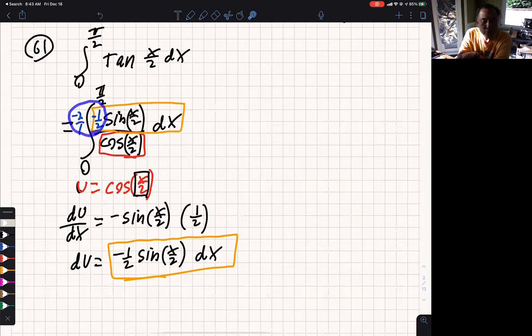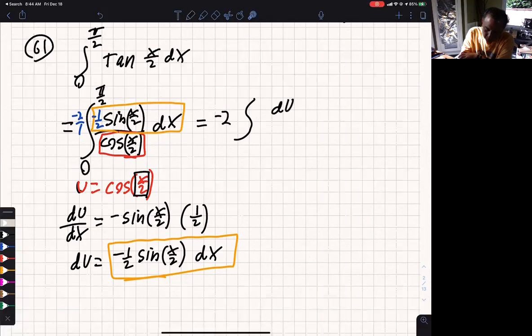And Mrs. Jones in 3rd grade, Ms. Jones? Mrs. Jones, I think it was Ms. Jones, told me that 1 times anything is itself. So that's what I have. So in front, I have a negative 2. And then all of this becomes du. And all of the denominator becomes u.